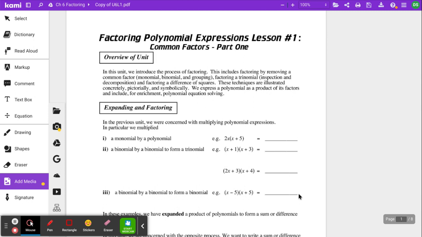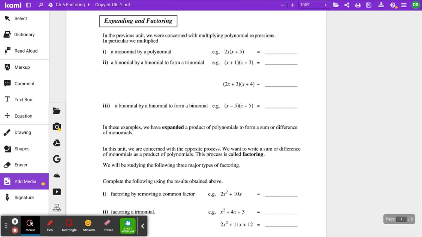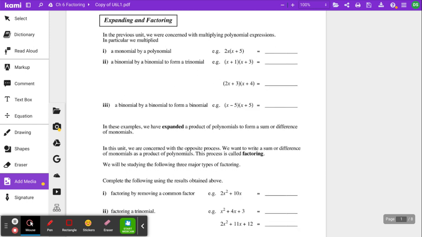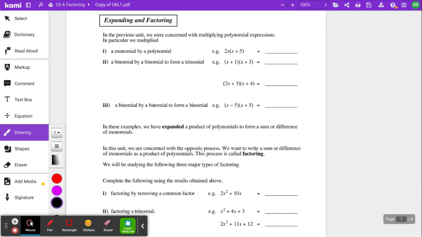All right, here's factoring. Ready? We know how to put them together. We can expand. We've been doing that the whole last chapter. So 2x times x plus 5, really quick, what do we get? 2x squared plus what? 10x. Good.